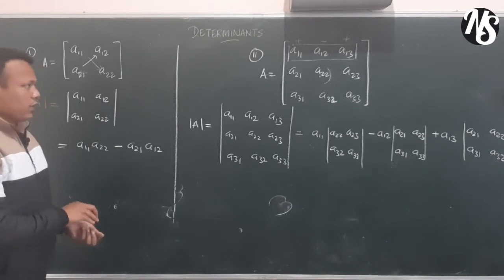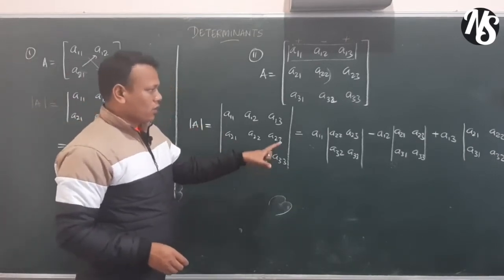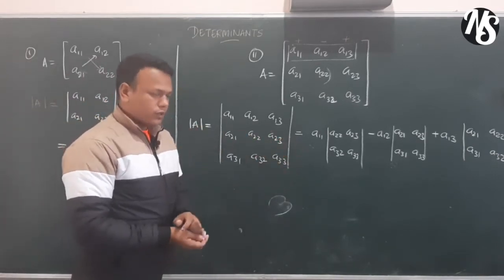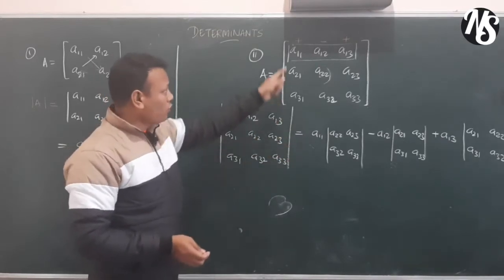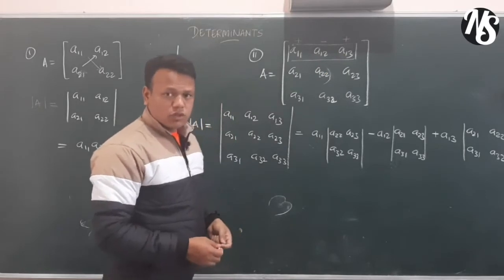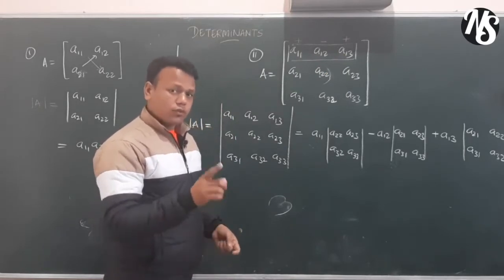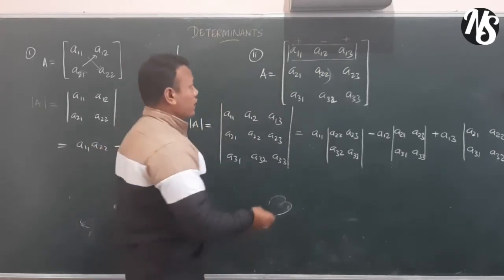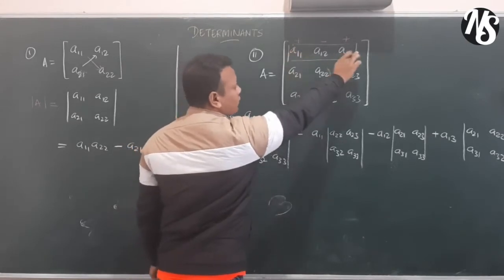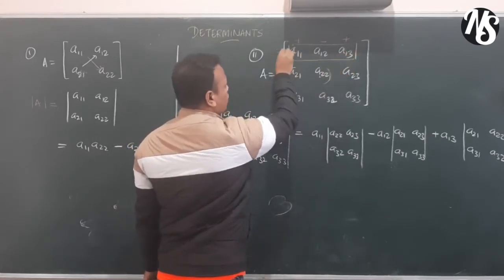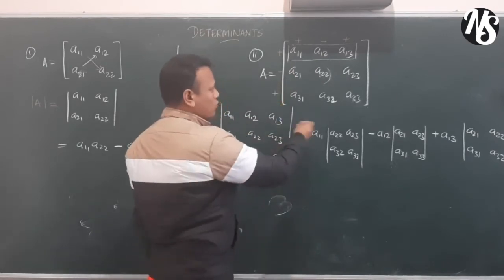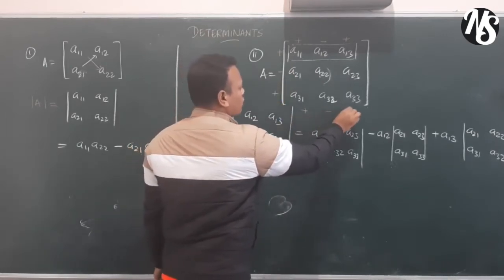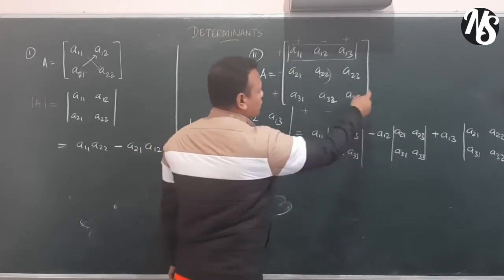Now my question is, is this the only way to evaluate, or do we need to follow only this sign convention? No, that's wrong. We can have one more technique. Instead of following the first row, you can follow the first column also. Or else if you don't want to, you can follow the last row, or the last column.